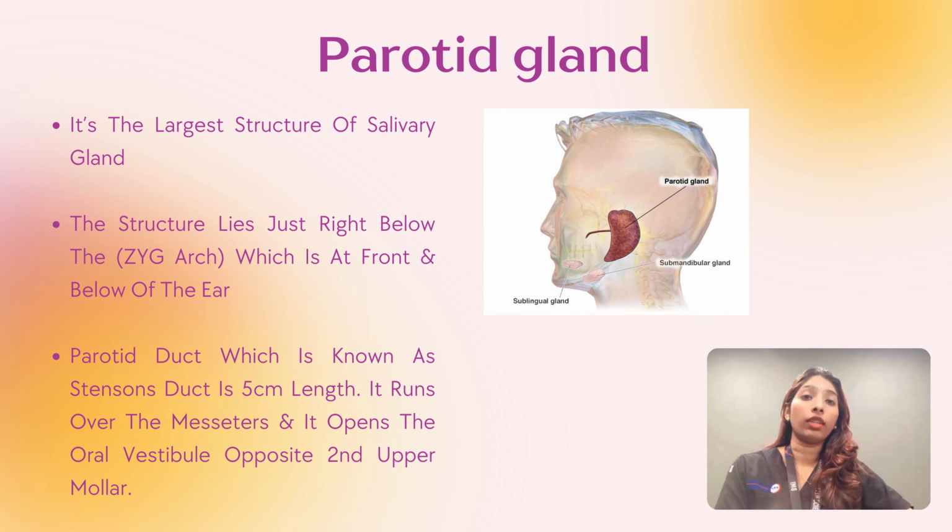On the other side of the anatomy, we have the parotid gland. The parotid gland is the largest of the salivary glands. The structure lies right below the zygoma, which is at the front and below the ear. Its duct, also known as Stenson's duct, is about 5 cm in length, and it runs over the masseter and opens into the oral vestibule opposite the second upper molar.